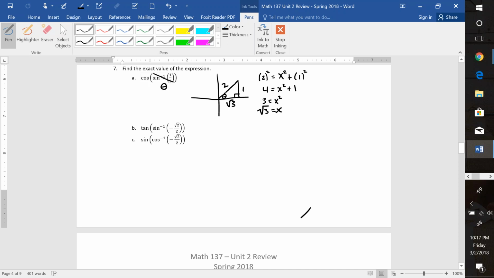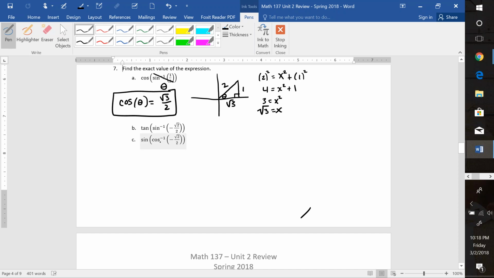We know what it is in this scenario, but we don't really care. We want to know what is cosine of that same exact reference angle that we have. So this would be square root of 3 over 2 because it's adjacent over hypotenuse. And since we are in quad 1, it is positive. All right, so let's try another one.